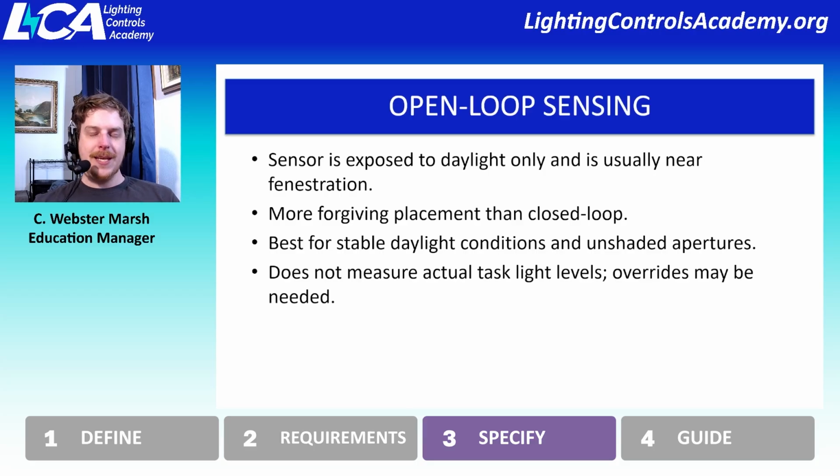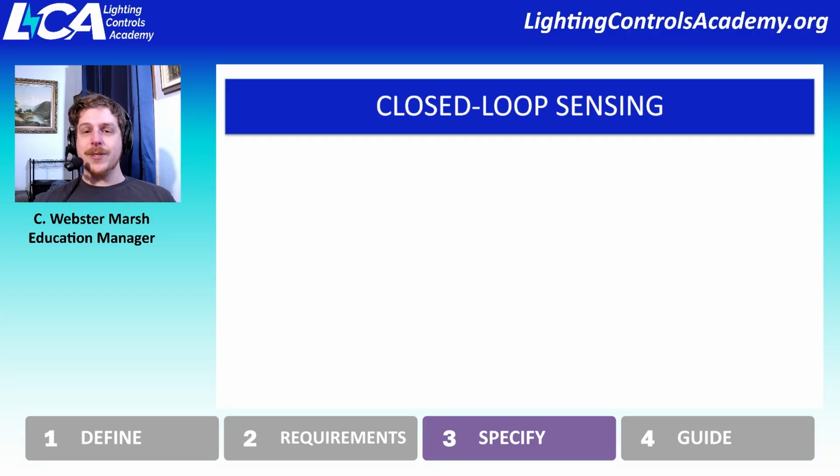So keeping that in mind, you might need to think through how you're going to override if there's something that's going to happen, like a cloud passing by, and we'll get into that later on with calibration. But there's a fussiness to open loop that closed loop doesn't have, and vice versa. Closed loop also has its own fussiness, which we'll get into.